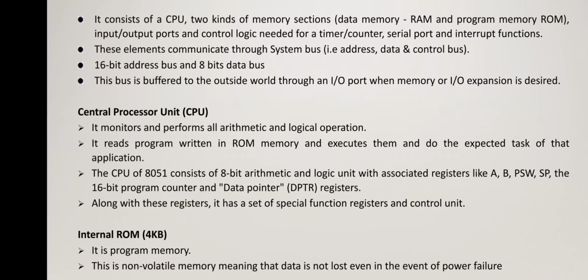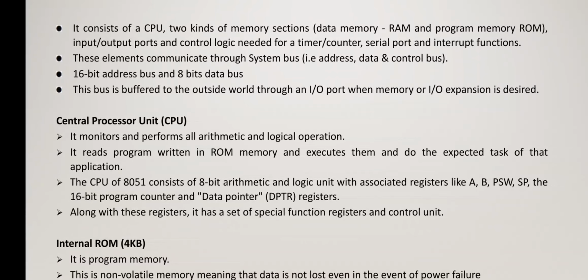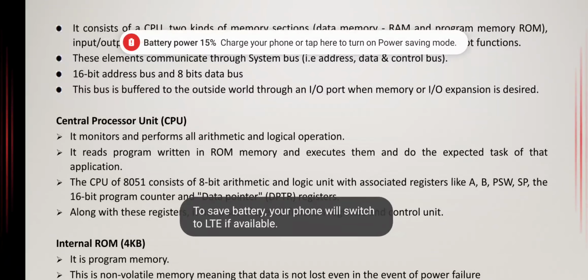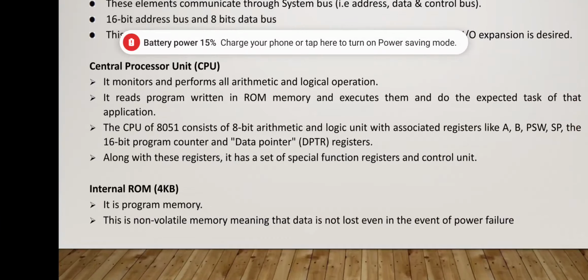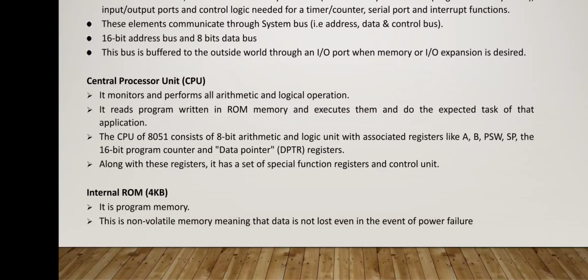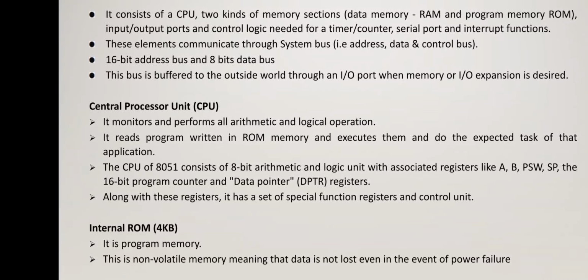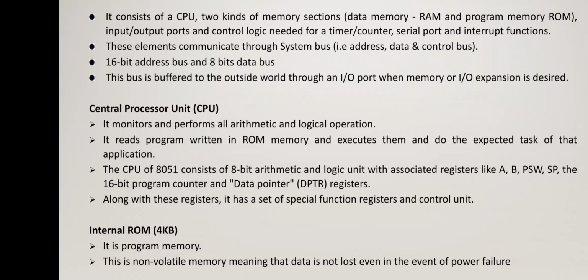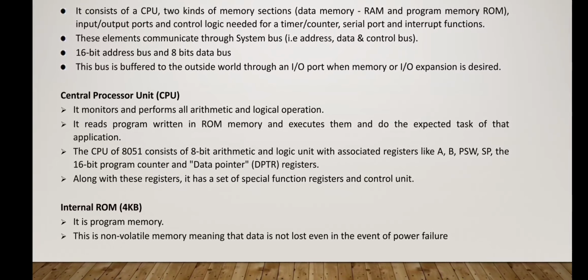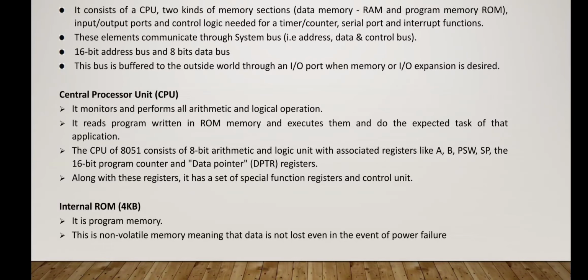We know that the CPU mainly has an ALU, that is the arithmetic and logic unit, a control unit, and also memory locations, that is special function registers. The CPU monitors and performs all the arithmetic and logical operations by means of the ALU, and it reads the program written in ROM memory and executes it to do the expected task of that application. These all are controlled by the control unit.